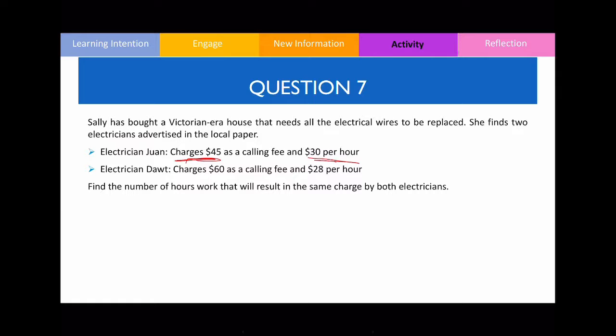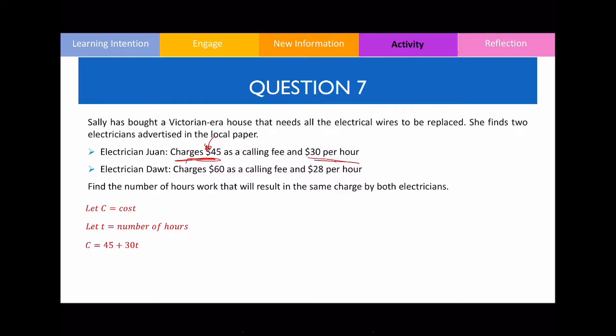So in this case, let's first generate an equation for both of these electricians. I'm going to define both of my variables in terms of C and T. For Juan's one, because his flat rate is $45 to come see on site, it's going to be 45 plus 30T.